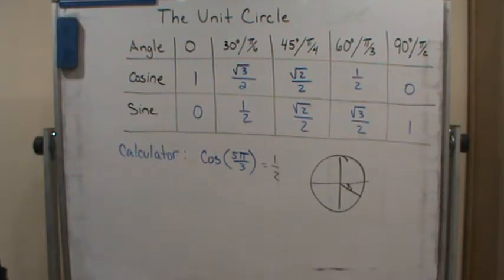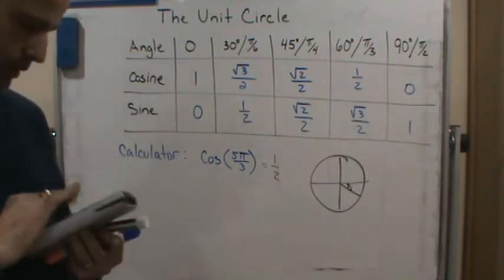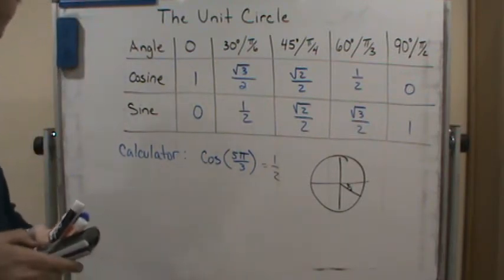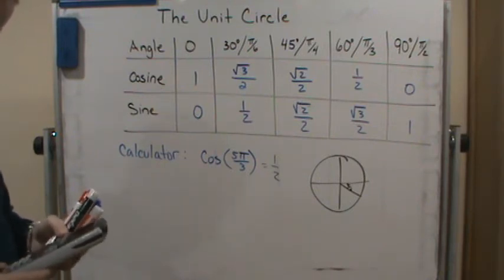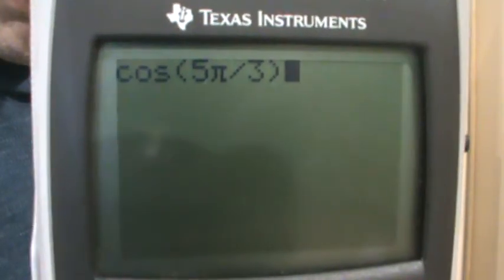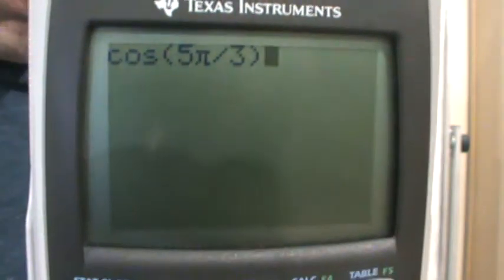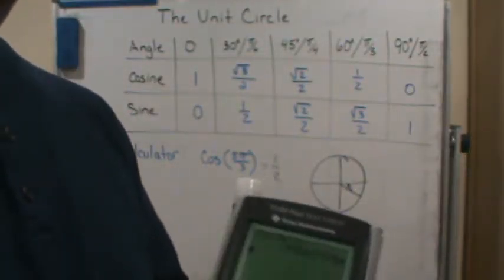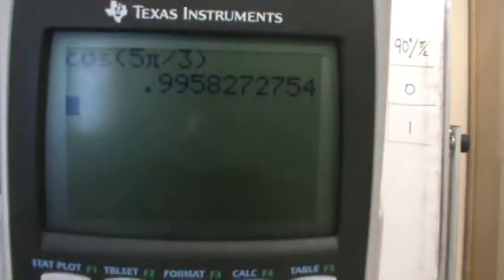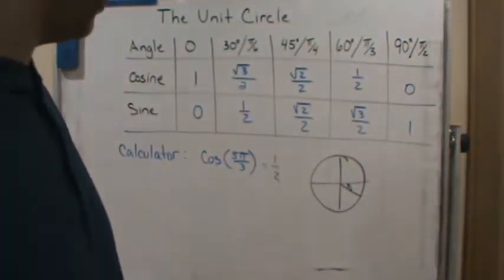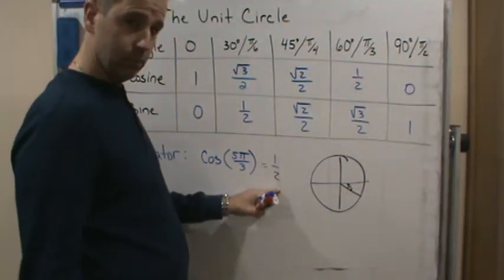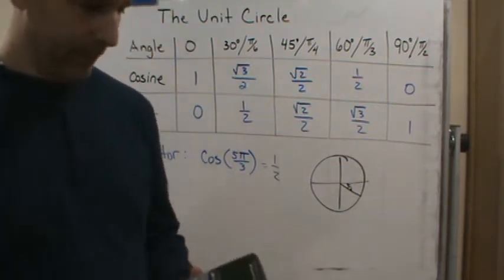Now, how do we do this in the calculator? All you do is put it in your calculator, something like that. Now if I hit enter, what do I get? Oh, wait a minute. That's not 1/2. Well, what happened? Let's check something.